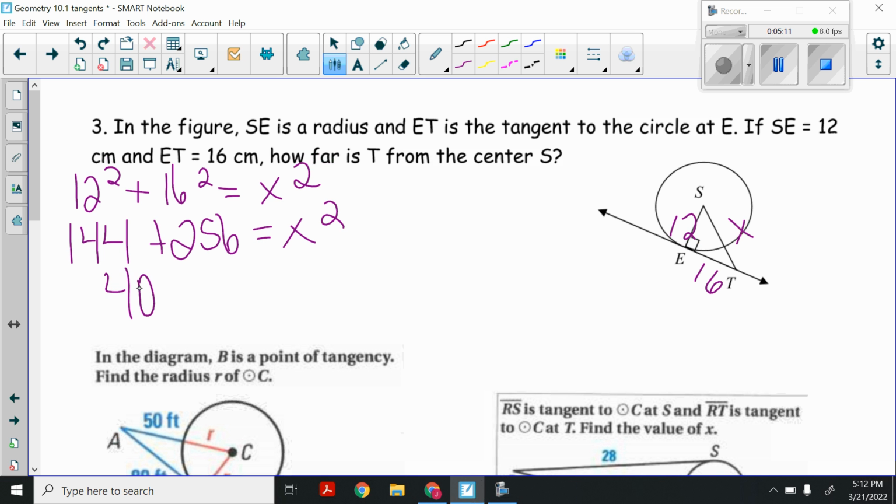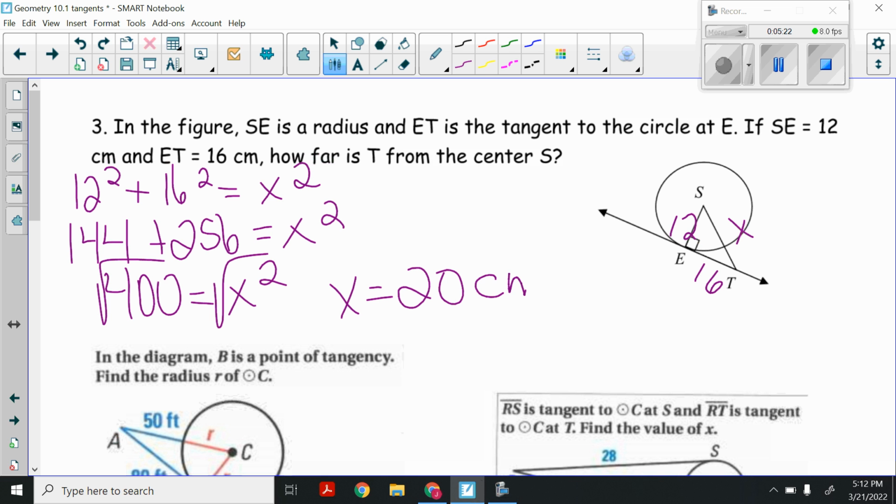So I get 400 equals x squared, but I don't want x squared, so I take the square root of both sides. The square root of 400 is 20, so x is equal to 20. My units were in centimeters, so ST, the length of that, is 20 centimeters.